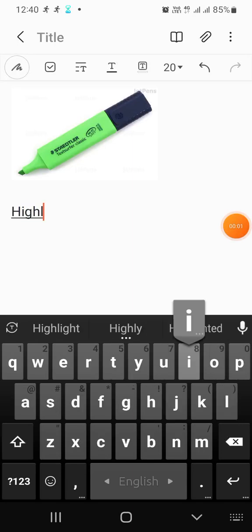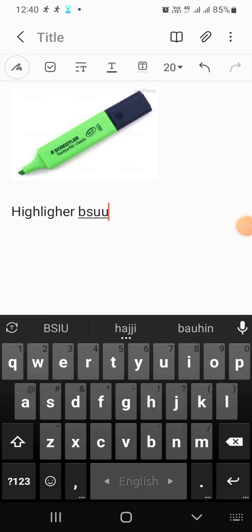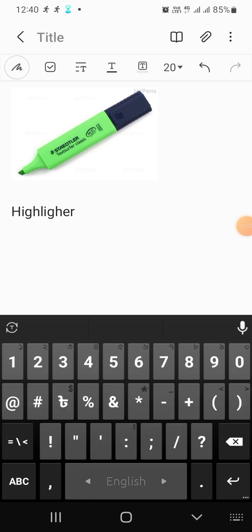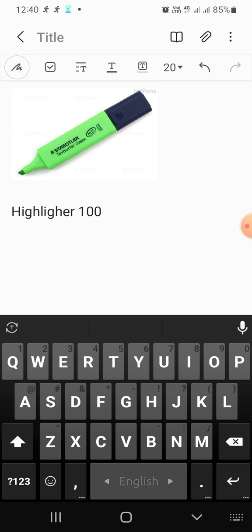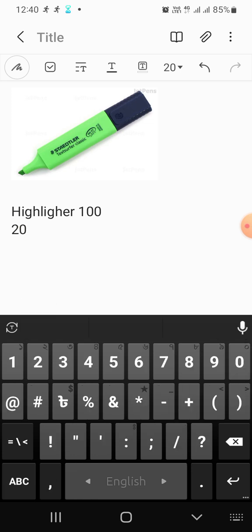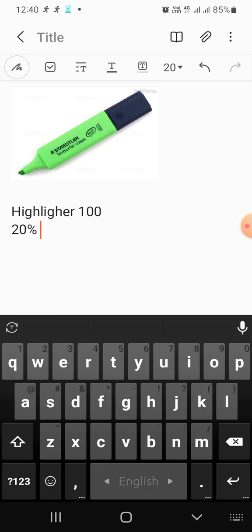I am a highlighter businessman, and I used to sell highlighters. In January, I sold 100 units of highlighter, and in February, I want to make a growth in the sales. For example, I want to make a 20% growth in the sales. So the new sale amount in the next month will be 20% of 100, which is 20.